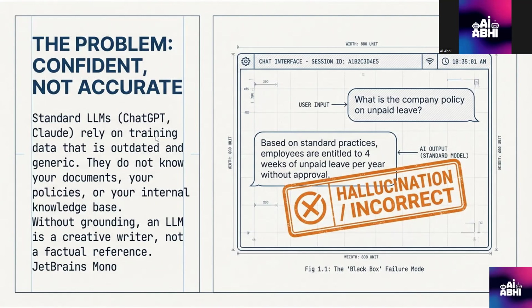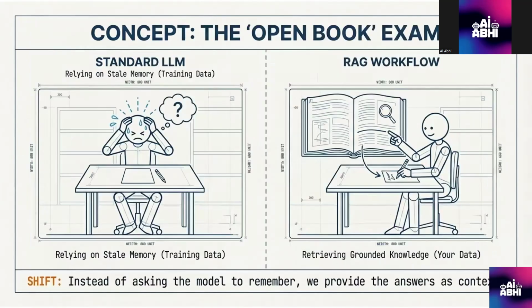Okay, so let's move on to the next slide. As you can see in the picture, it's relying on stale memory versus retrieving grounded knowledge. This is the difference between the RAG flow and a standard LLM. So there are three steps for RAG.